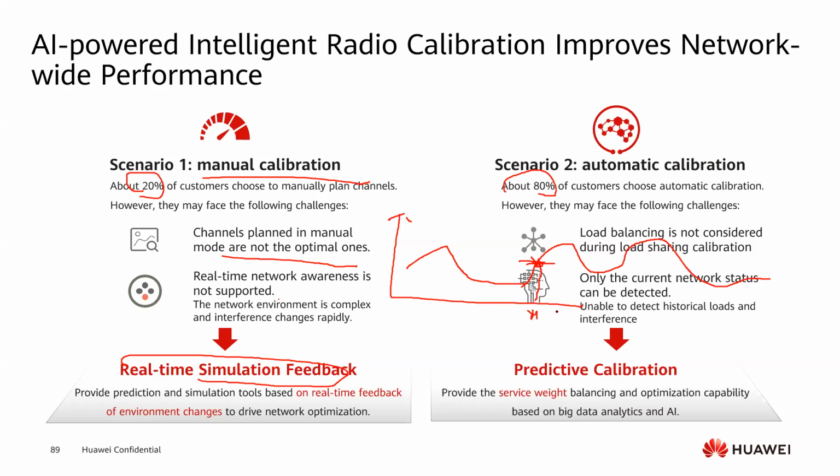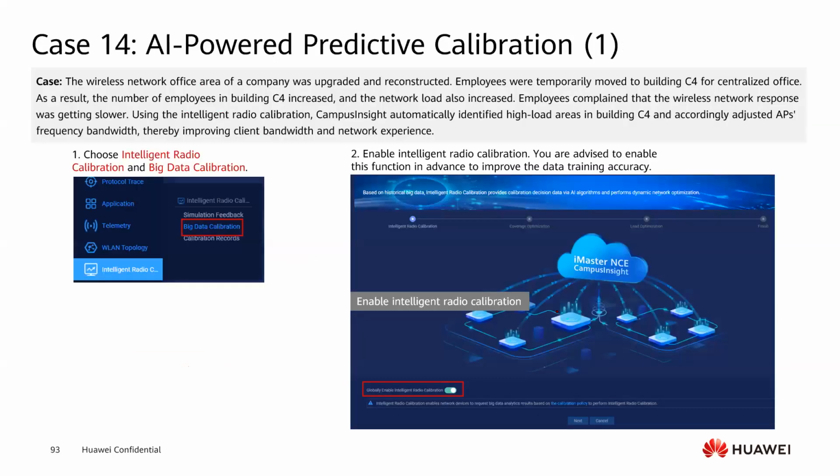So this is the difference, a function supported by the CampusInsight. For example, it has the AI-powered predictive calibration function. You can just go to the intelligent radio calibration and choose the big data calibration. The first one is the simulator, and the second one is the big data calibration. And enter this page, you can just enable this function for the AI-powered calibration.